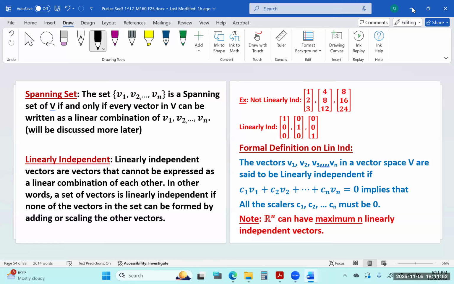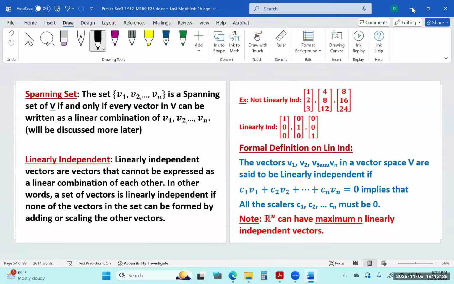In general, if you have Rn space, you can have a maximum of n independent vectors. So if you are in R2 space, then you can have a maximum of 2 linearly independent vectors. If you have 3 vectors in R2, that means the third one must be a linear combination of the other two, or at least one of them. Same thing if you're in R3, you can have a maximum of 3 linearly independent vectors. But if you have a set that has 4 vectors, one of the vectors is definitely a linear combination of the other vectors.